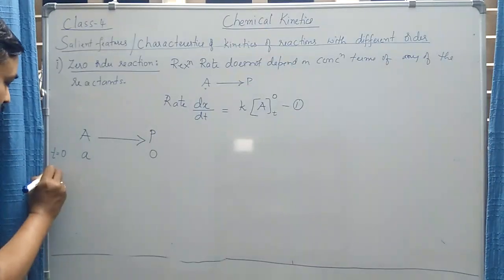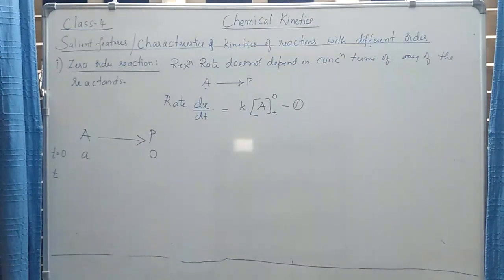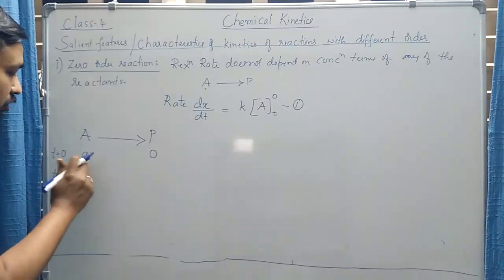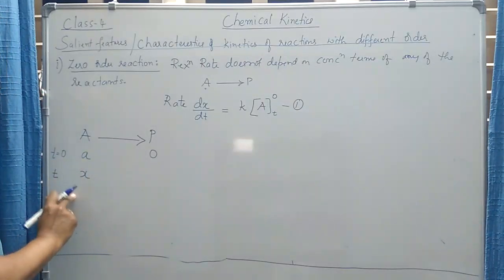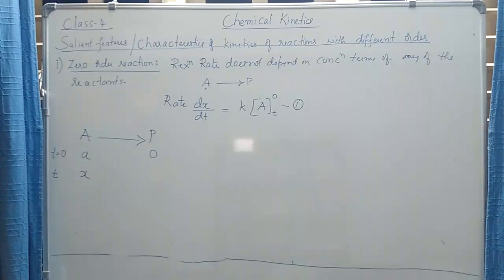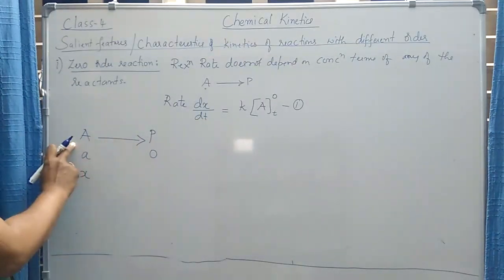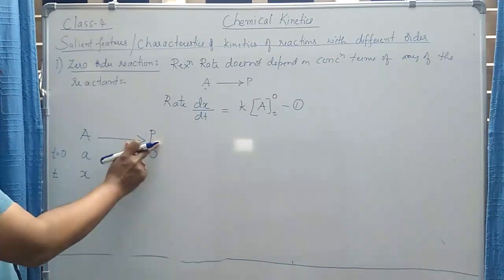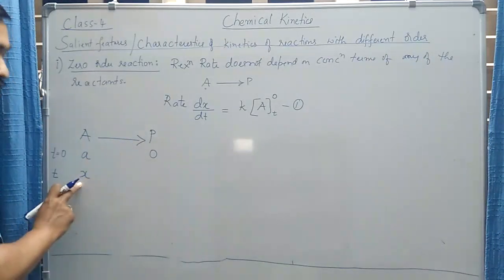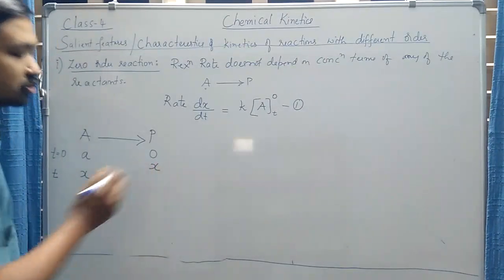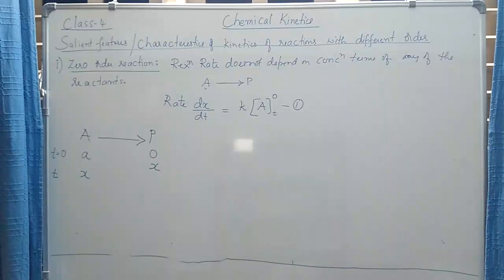At a certain time t, a certain amount of time has passed, t may be 1 minute, 5 minutes or 10 minutes, where we observe that out of a moles per dm cube, x moles per dm cube of A has reacted. And according to this reaction, you can see that for every 1 mole of A reacting, 1 mole of product is obtained. So for x moles of A reacting at a time t, x moles per dm cube of product B should be formed.